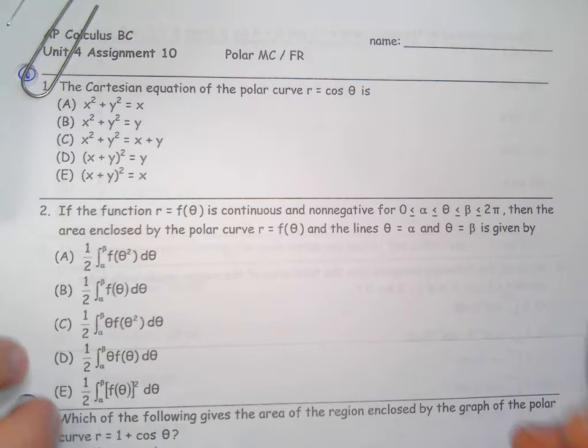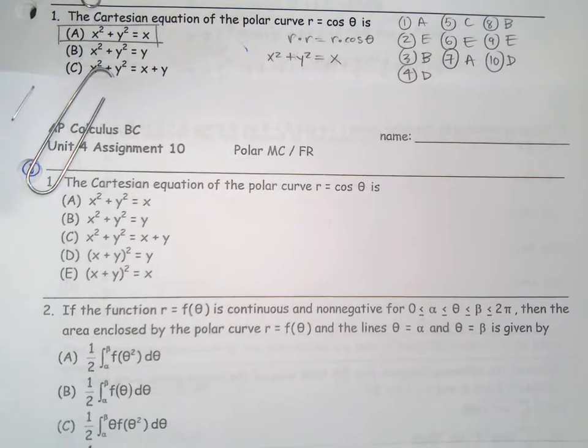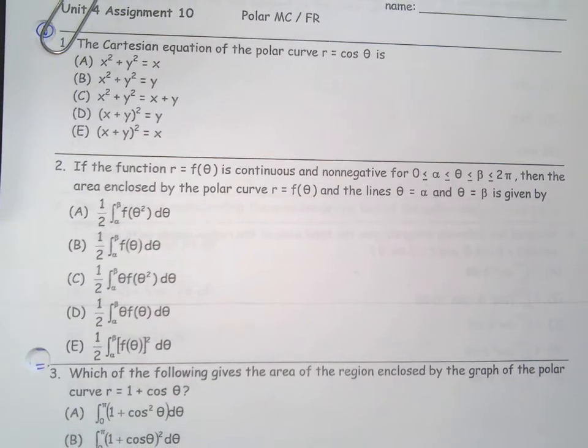Okay. The answers, if you want to check them real quick. Multiple choice. Number 1 is A. Number 2 is E. Number 3 is B. Number 4 is D. 5 is C. 6 is E. 7 is A. 8 is B. 9 is E. And 10 is D. All right, that's just the multiple choices.